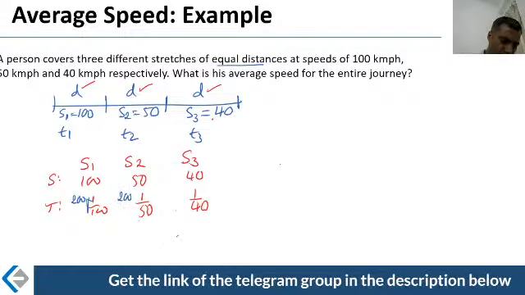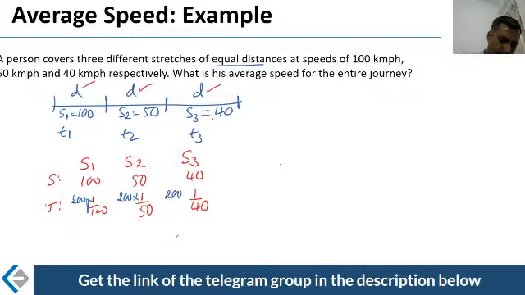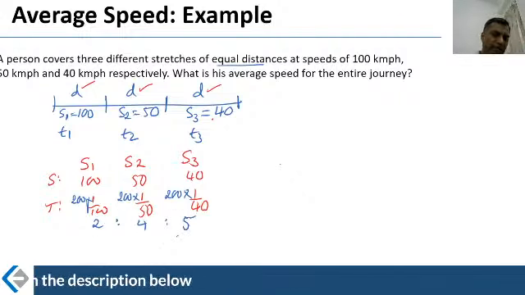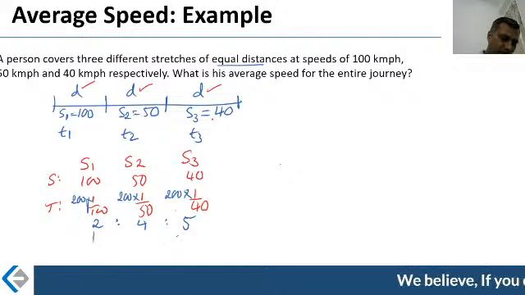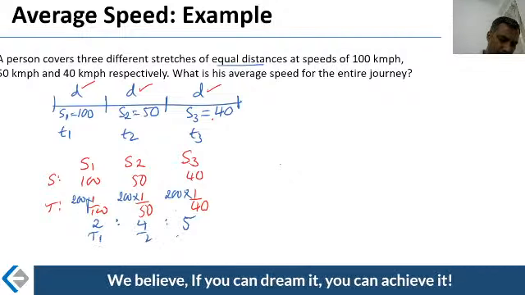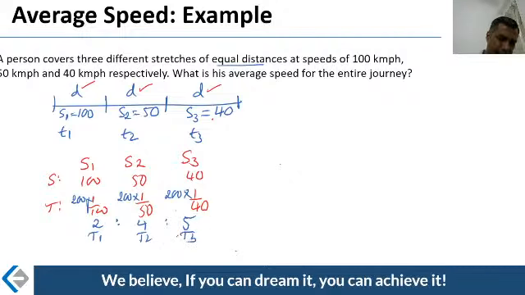Therefore, the ratios will start looking a little better. Multiply throughout by 200. Therefore, this is 2 is to 4 is to 5. So that is what you are writing. Okay, therefore you got the values of T1, T2, T3. This is T1, this is T2, the second leg of the journey, and this is T3.